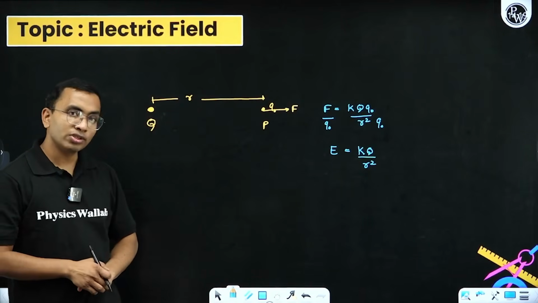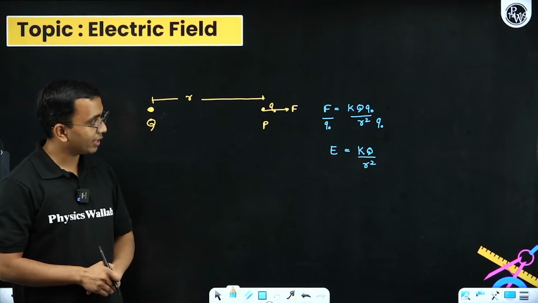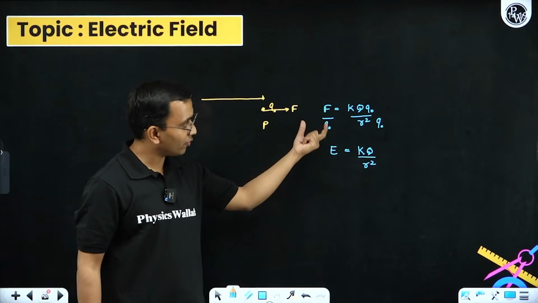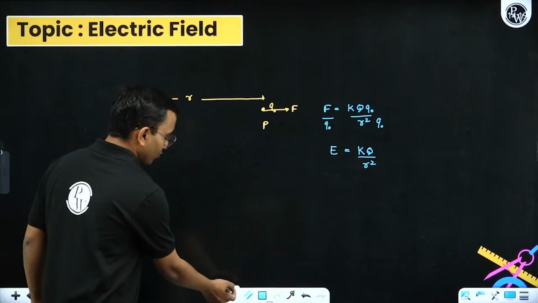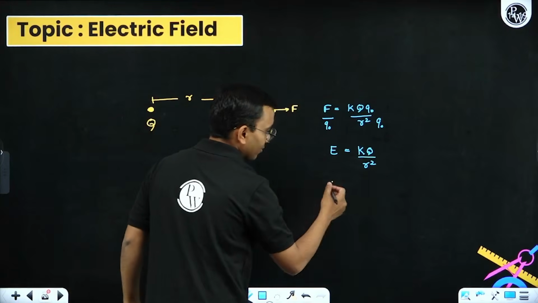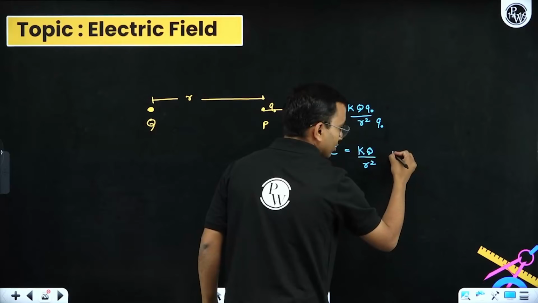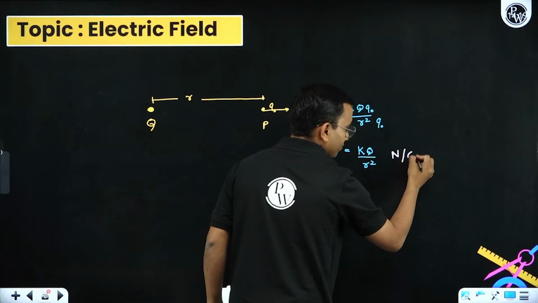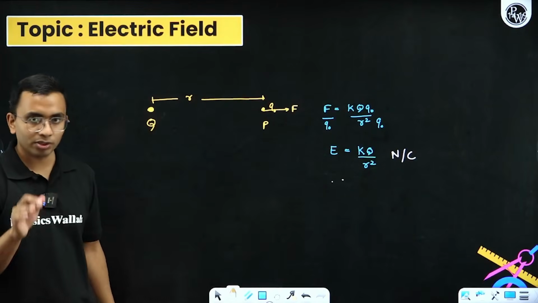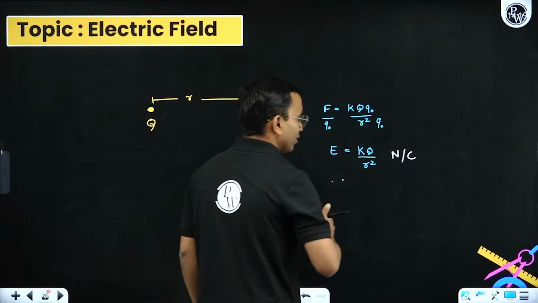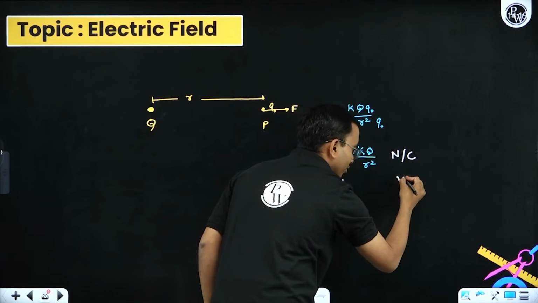Now if I ask you what is the unit of E, you will say, sir, this is the unit of force divided by the unit of charge. So if you write the unit of electric field, it will become Newton per Coulomb, or one more is there that we write as volt per meter.